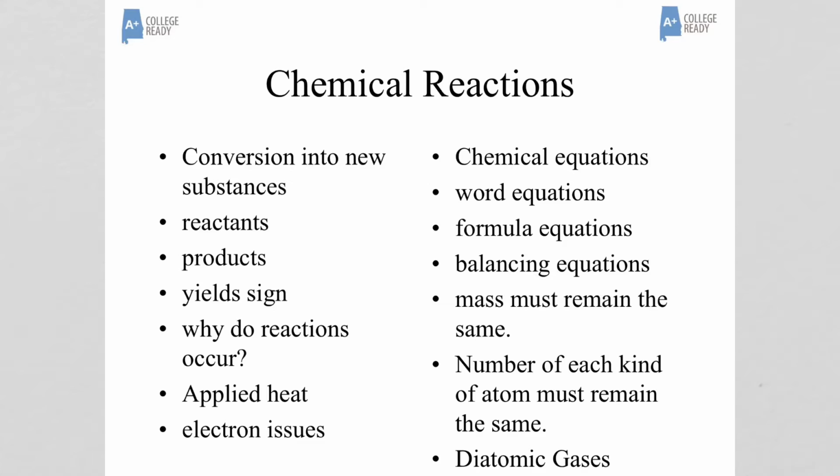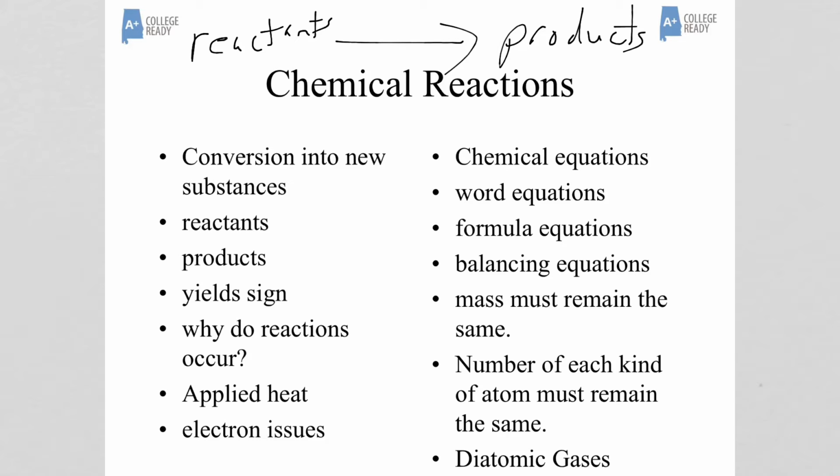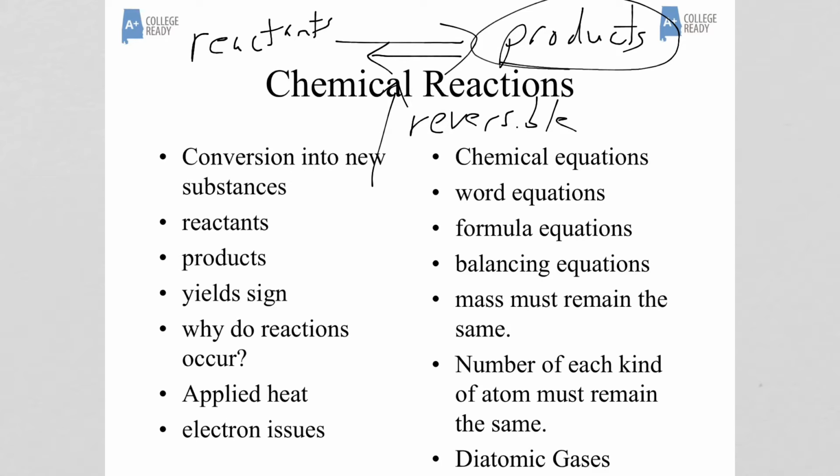So we already mentioned some different types of equations. We said that the yield sign looks like this. On the left-hand side of that yield sign, we have the reactants. On the right-hand side, we have the products. There are situations where you might have arrows going both ways, and if that's true, those are called reversible reactions. And that can tell you that the products, once they're formed, can reconvert back into reactants.